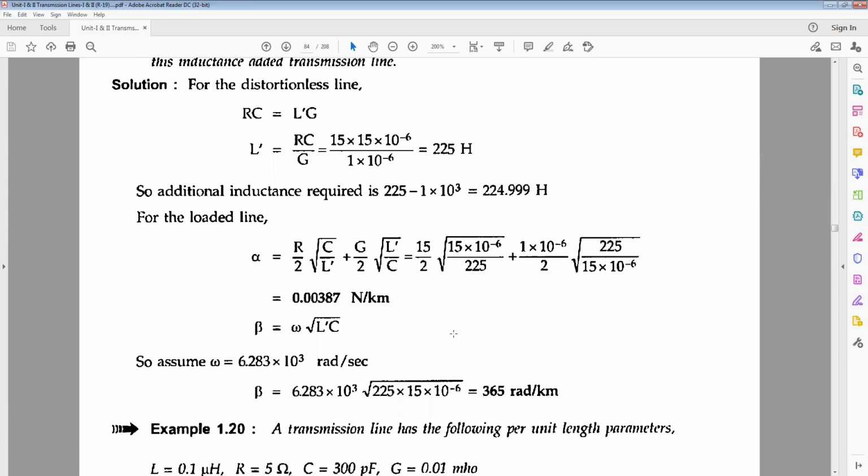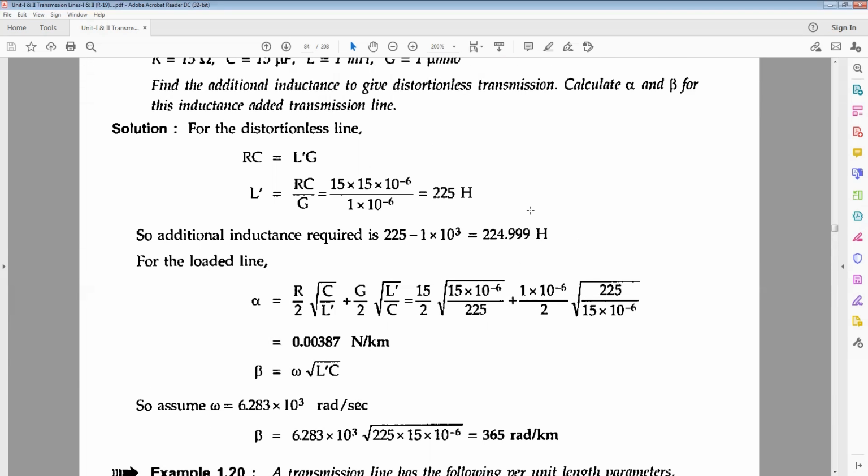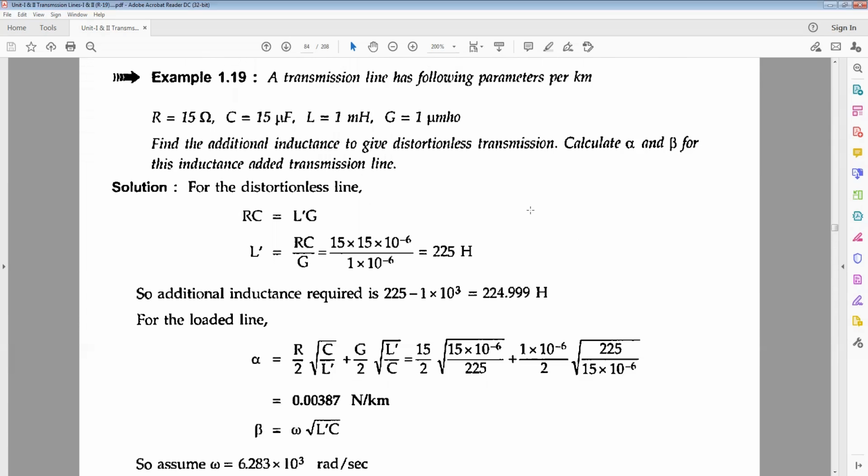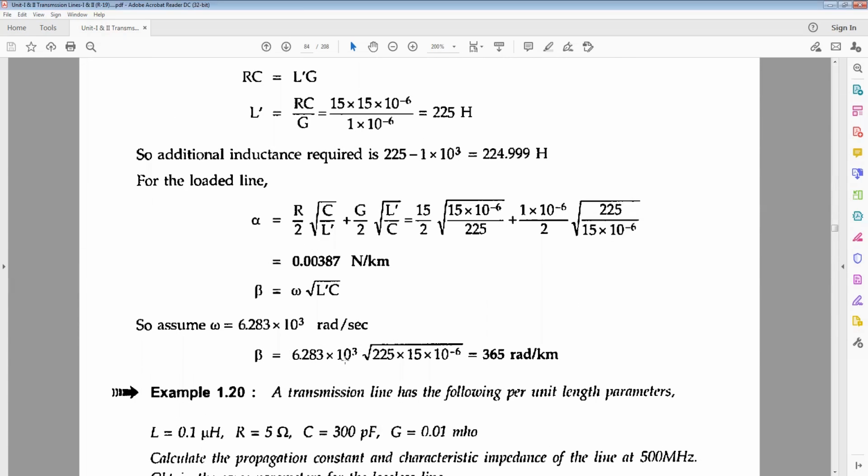N is nothing but the Neper here. And the beta formula we have is omega under root of L dash into C. Here omega is given as 6.28 into 10 to the power of 3 radians per second, and we have the frequency also. Let us find that. And beta is equal to 6.283 into 10 to the power of 3 and under root of L dash and C substituted. You get 365 radians per kilometer.